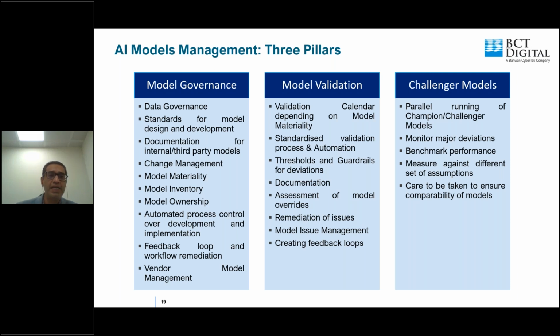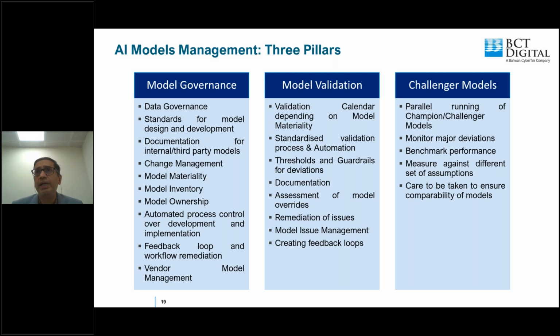And whether those remediations are incorporated back into the models, again, those things have to be dealt with in a very specific, refined process. So that's on the model validation part. And lastly, the challenger models.